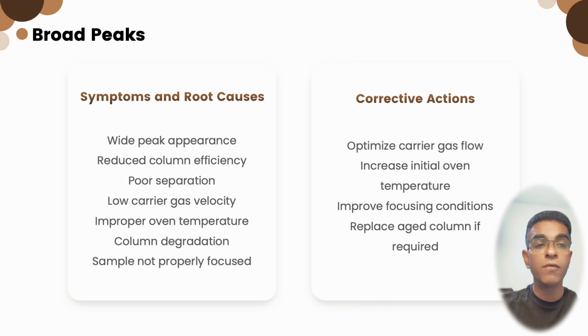To correct this problem, first verify carrier gas flow using a flow meter. Then optimize initial oven temperature to ensure effective focusing. If peaks remain broad even after optimization, column replacement becomes necessary.